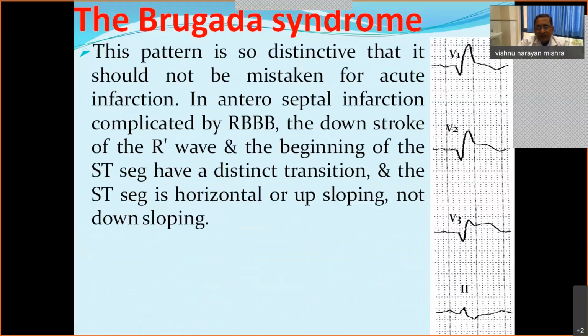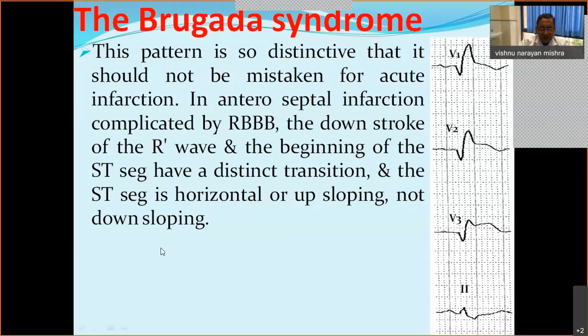This pattern is so distinctive that it should not be mistaken for acute infarction. So this is a very classical picture, saddleback kind of ST elevation in anteroseptal infarcts complicated by right bundle branch block. The downstroke of the R' wave and the beginning of the ST segment have a distinct transition, and the ST segment is horizontal or upsloping and not the downsloping ST segment.